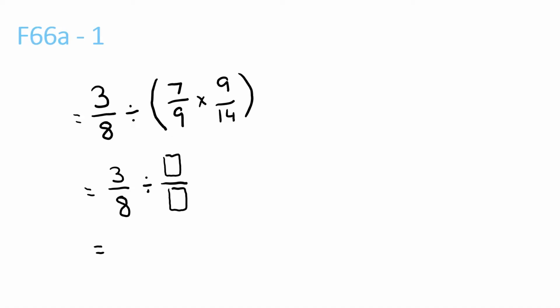First one, 3 over 8 divided by, in brackets, 7 over 9 times 9 over 14. Firstly, we follow BEDMAS, so that means we always do brackets first, so we do what's in here first. Now, cross multiplication you can use here. I'll just do a note over here, 7 over 9 times 9 over 14.